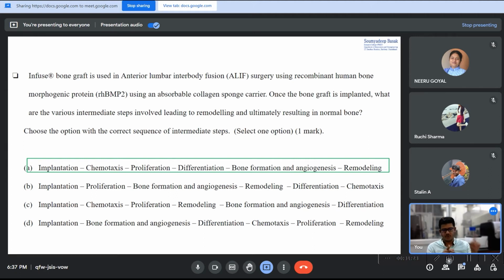Okay, so there are a great number of steps involved in this. So you have to find your own way of remembering. I remembered it like ICP, DDR. So implantation, chemotaxis, proliferation, differentiation, bone formation, and remodeling. These are the steps. Or you can remember the video that I have shown.